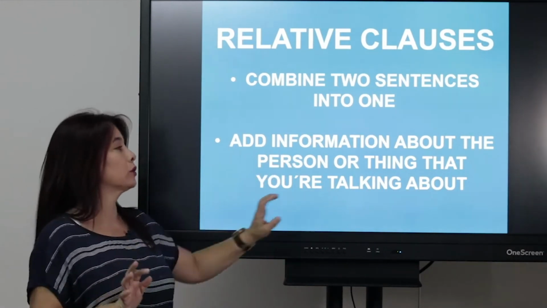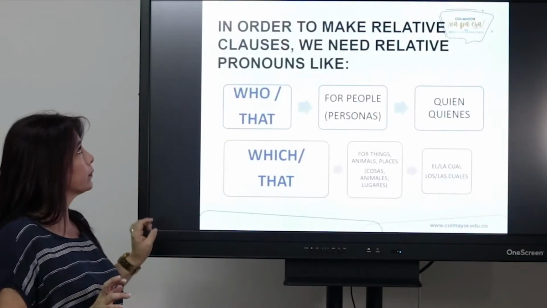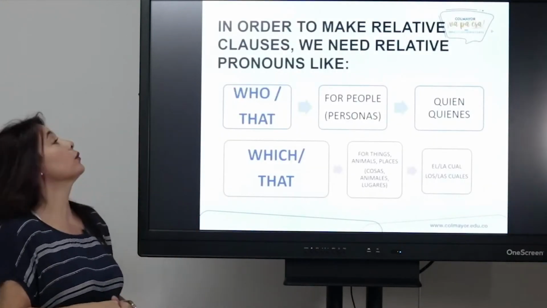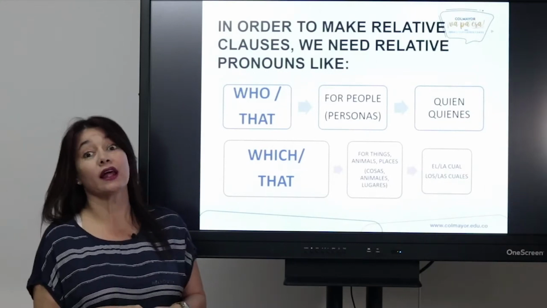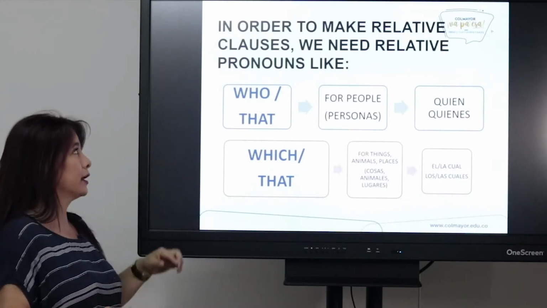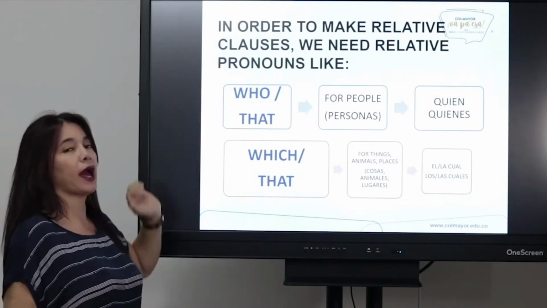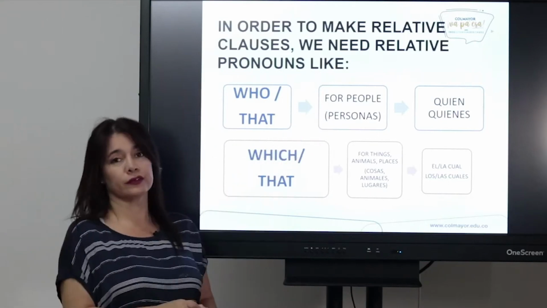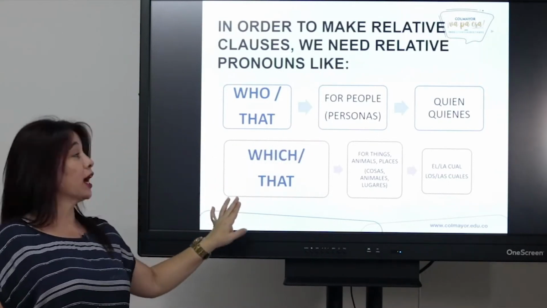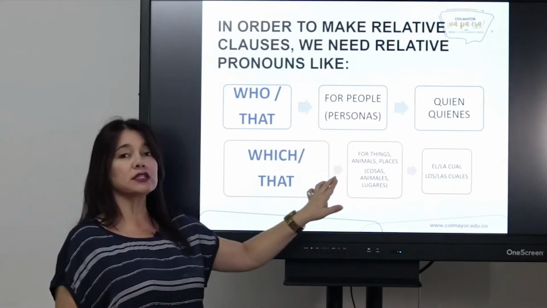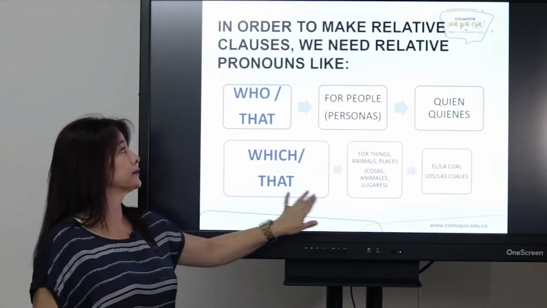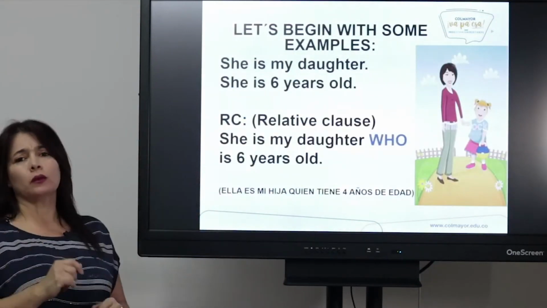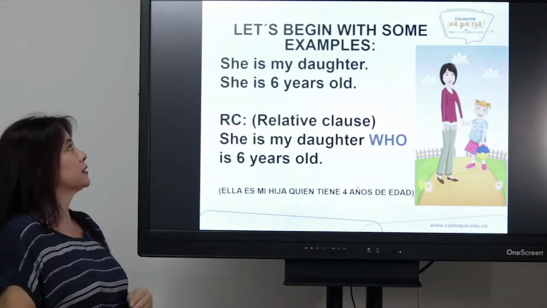Okay, don't worry, I'm going to do some examples. In order to make relative clauses, we need relative pronouns like who or that for people, and like which and that for things, animals, or places. Let's begin with some examples with these relative pronouns.